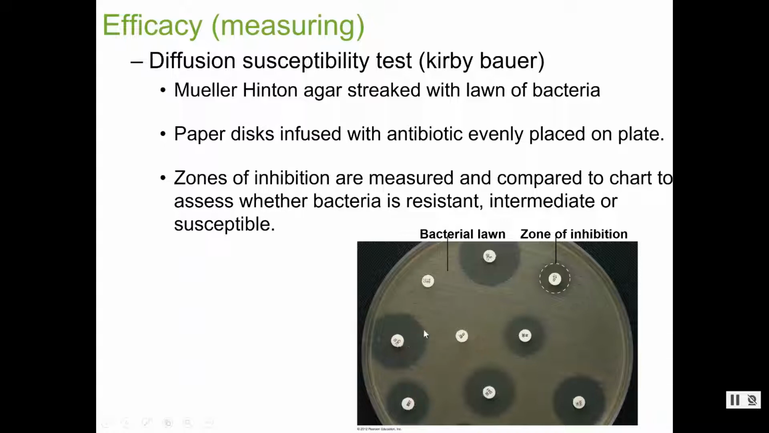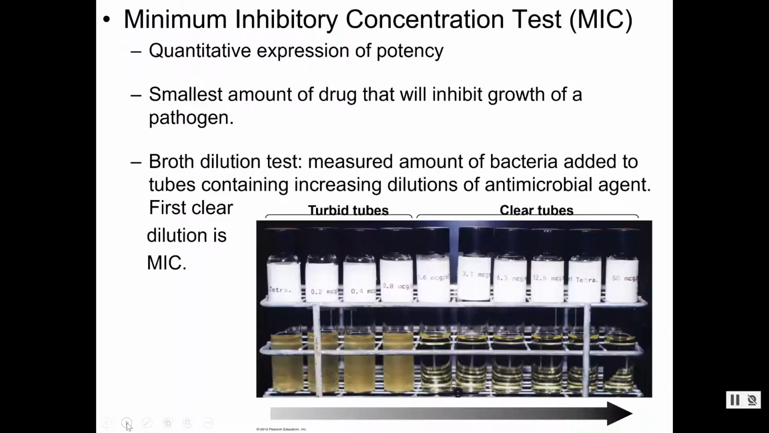Did it inhibit the growth of bacteria? We always had to measure that to a known chart to determine whether the bacteria is resistant to the drug. So this bacteria right here is resistant to this drug, or susceptible, or somewhere intermediate. And again, we couldn't just base it on the size of the zone of inhibition. We need to compare that to a chart. So you can review how that worked. So efficacy: zone of inhibition tells us whether it's susceptible or not.